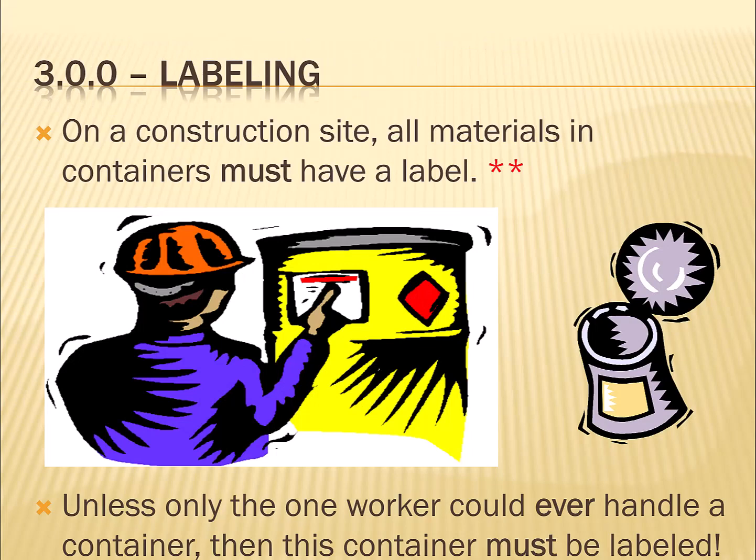With labeling, first of all, on a construction site, all materials, all dangerous substances and chemicals, we call them materials in general, must have labels on the cans. There's only one special exception, and that's if you're the only one in the world left. Well, no, not quite. If you're the only one on the job site, so nobody else could possibly confuse what's in your mystery container, and you know what's in there. So that's one special exception that I probably should not even have mentioned, but I did. Okay, so there it is.